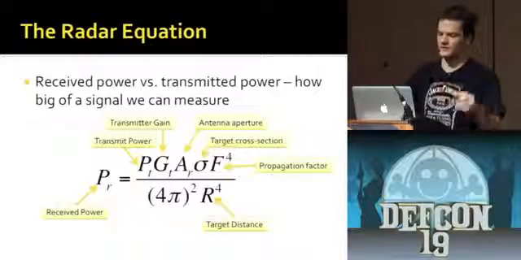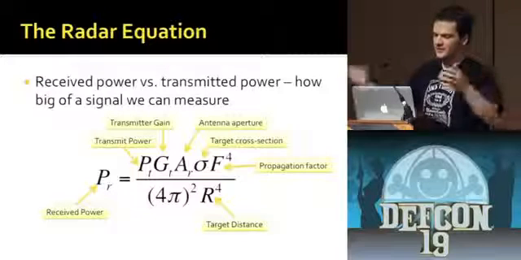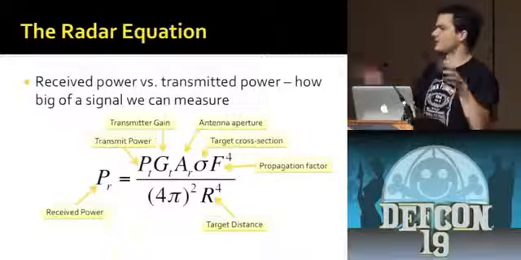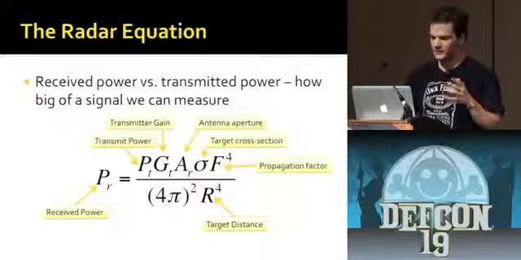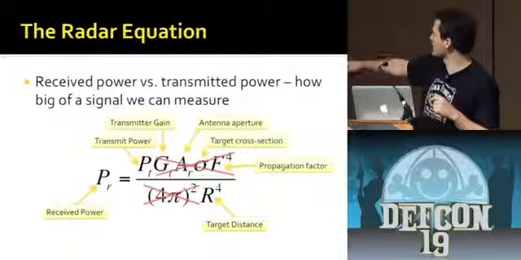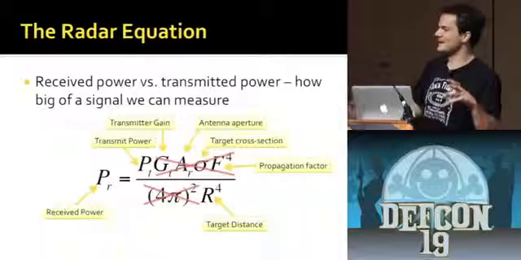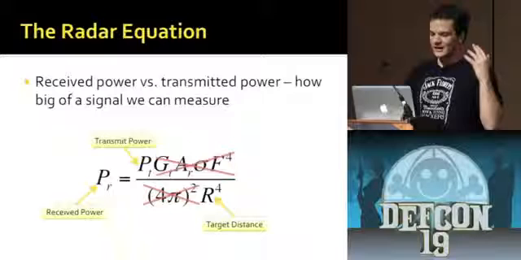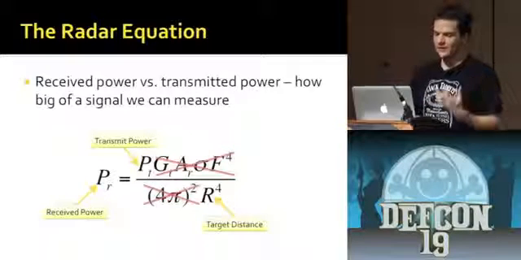And the way that gets changed is, we get transmitter gain, antenna aperture, which is like how big your dish is, cross-section, and propagation factor, which refers to the medium that you're in. I actually don't really care about most of this right now. The main point I want to make is this target distance here. So we have power over r to the fourth. That means that basically, your transmit power doesn't matter that much.